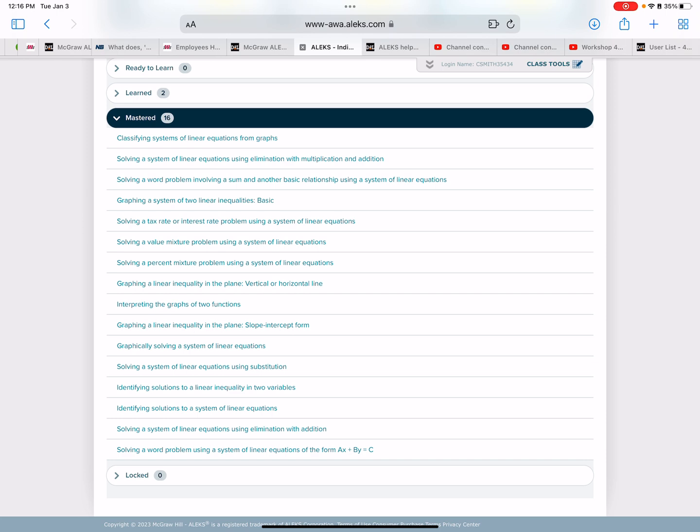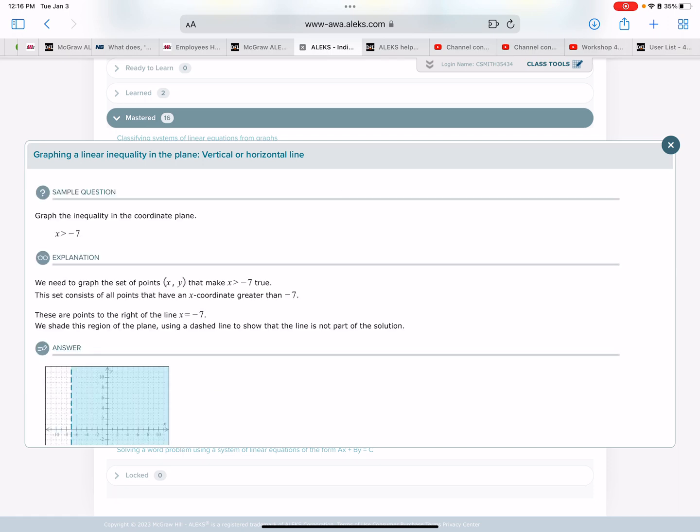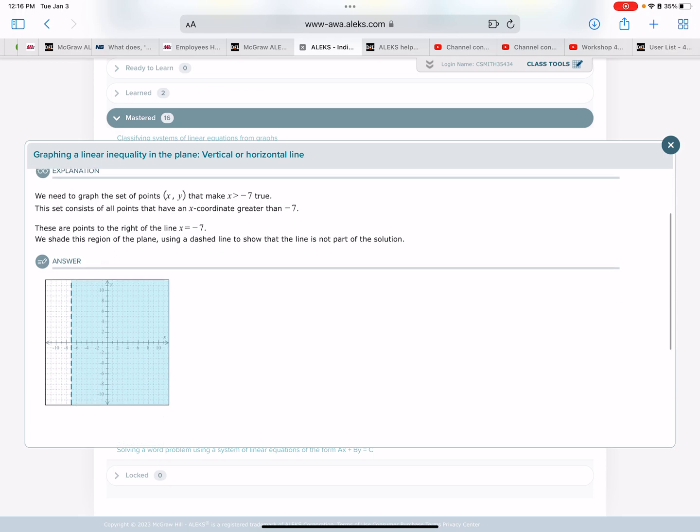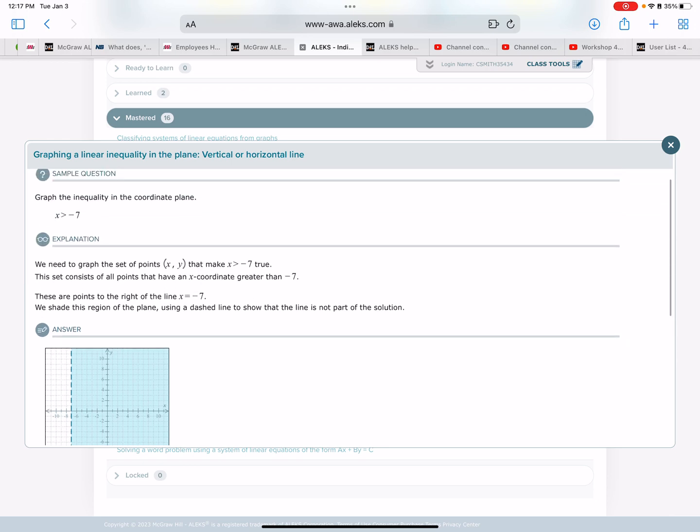Let's see, which one are we on? Graphing a linear inequality in a plane, vertical or horizontal line. Okay, so this is very simple because remember, as I said, greater than are the bigger numbers, less than are the smaller numbers. And simple: x is greater than -7. Where are the greater numbers? To the right. That's where all the bigger numbers are. And it's dashed because it isn't greater than or equal to, it's just greater than.